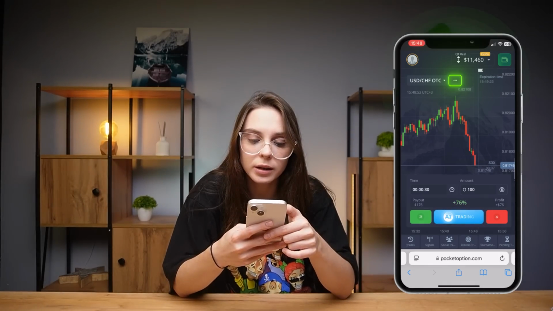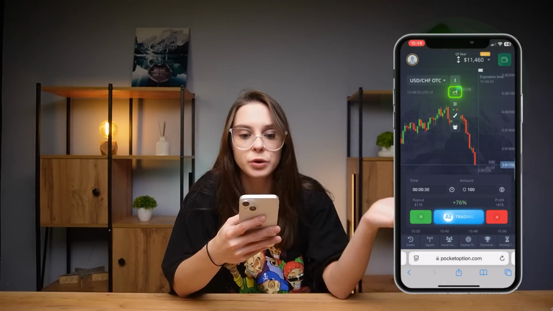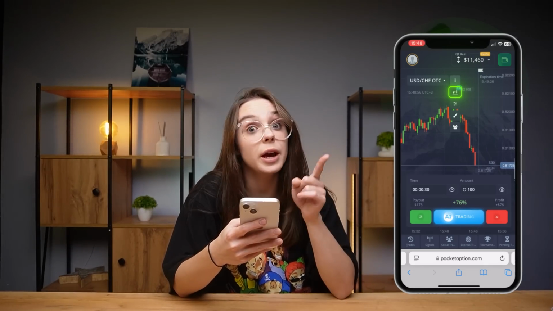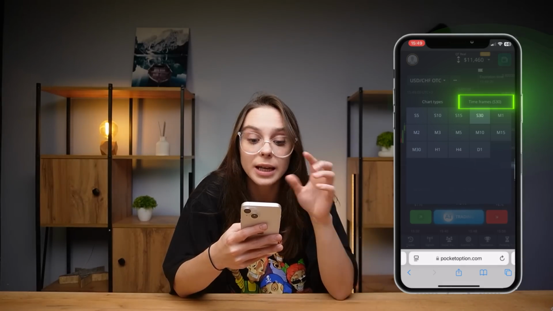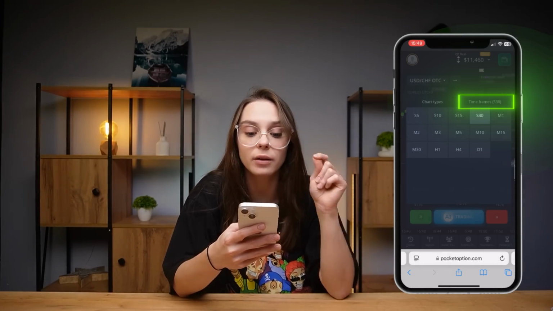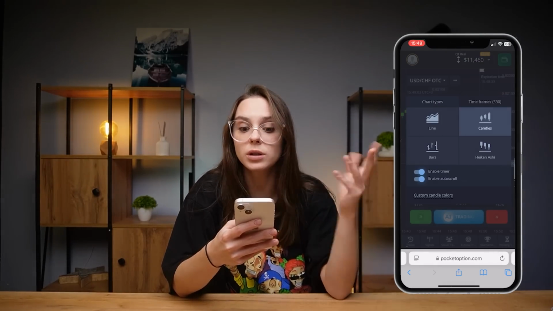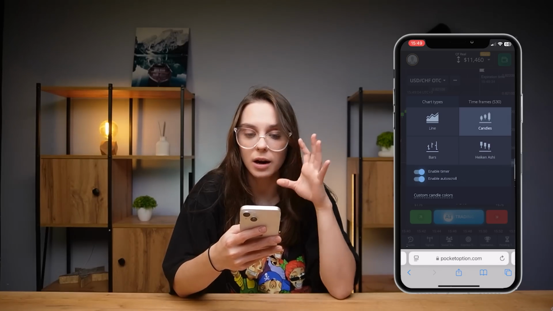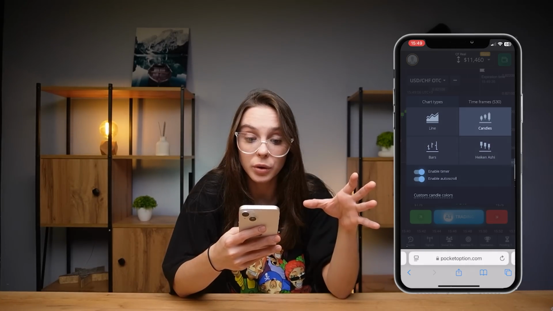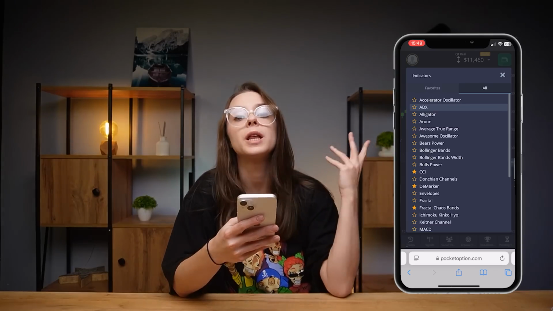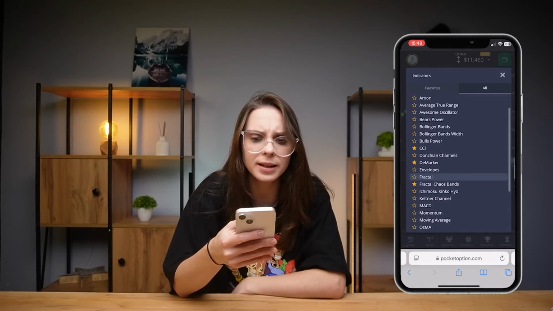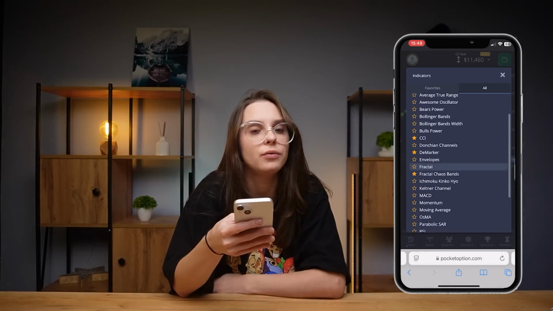We will trade, as always, on Pocket Option, our favorite. The developers have made trading on phones very convenient. Honestly, I have never seen such a convenient one. We can also change the time frame on our chart. It's quite easy to turn on 30 seconds. We can select line or candles, however is convenient for you.